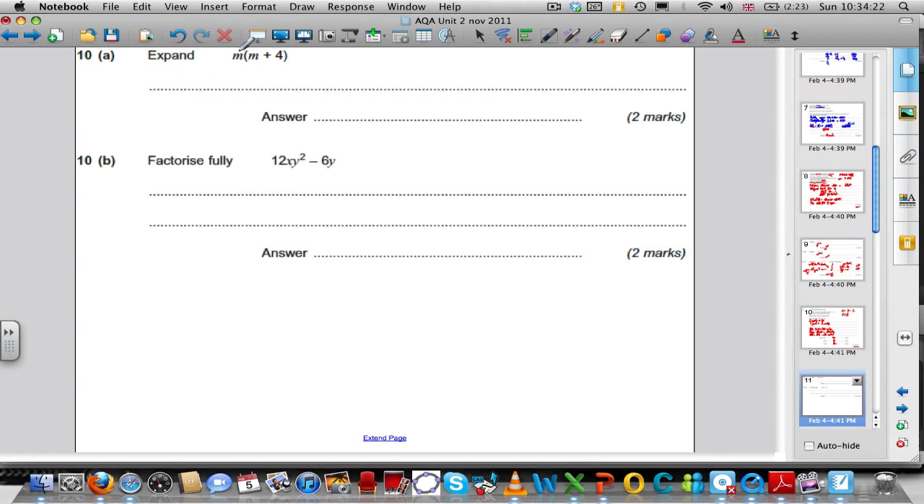Question 10, expand this. m times m is m squared. m times positive 4 is plus 4m. Simple. 2 marks for that.